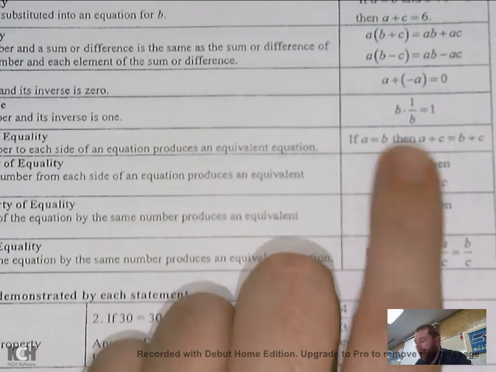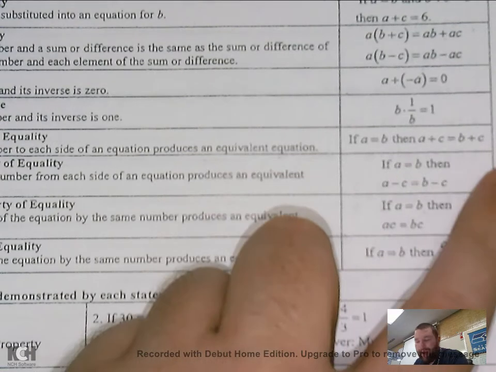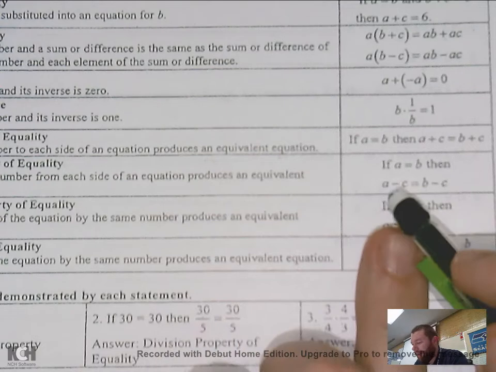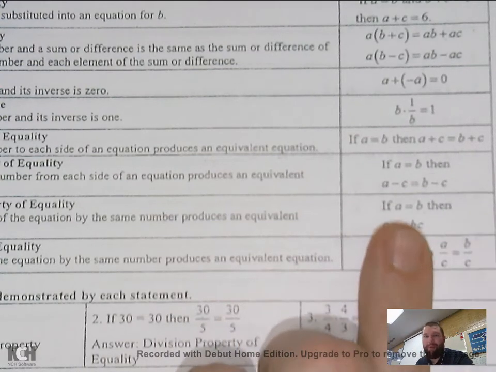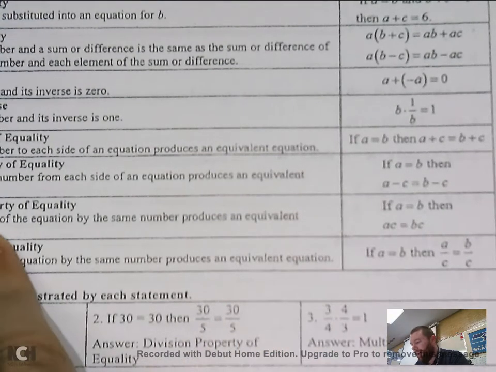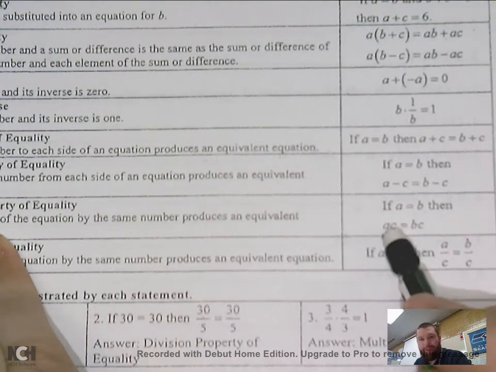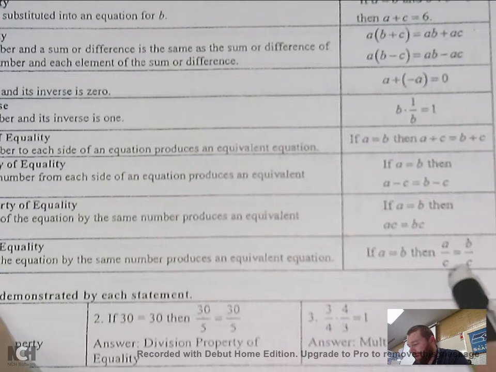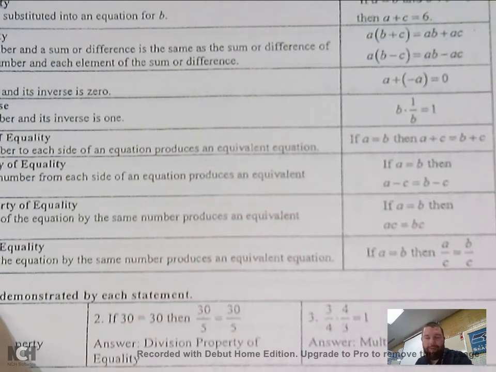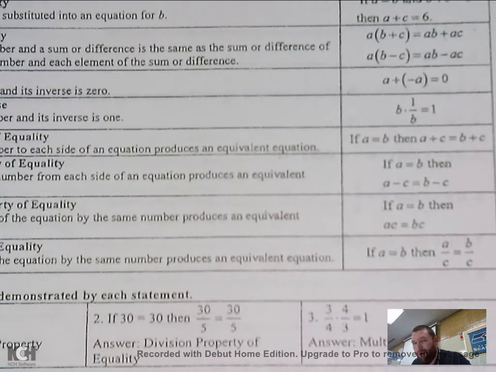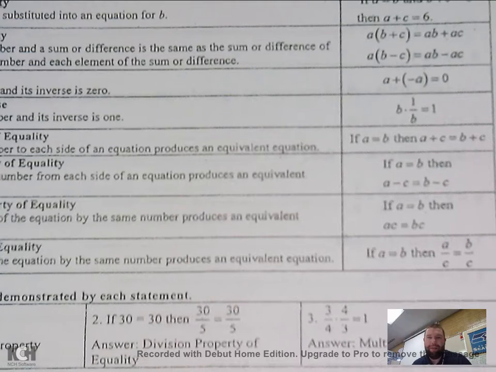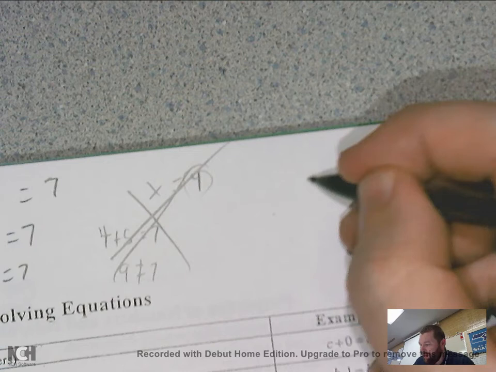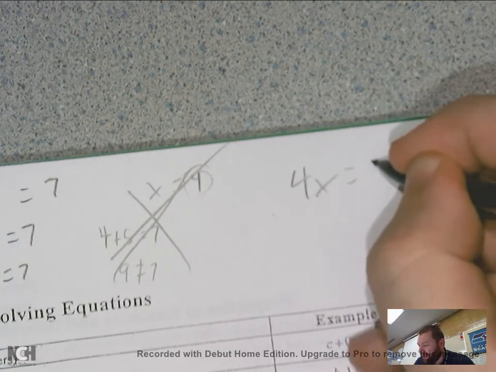So basically, the addition property of equality is if I add a number to one side, I have to add it to the other side in order for it to remain equal. Subtraction property is I have to subtract it from each side in order for it to remain equal. The multiplication property is I have to multiply it to each side in order for it to remain equal. And the division property is I have to divide it to each side in order for it to remain equal. And we do that all the time, right? All the time. When I have, for example, let's do this, 4x equals 12, right?